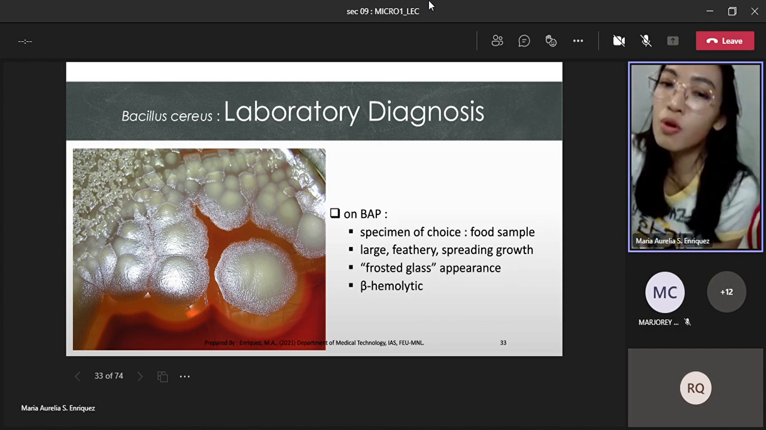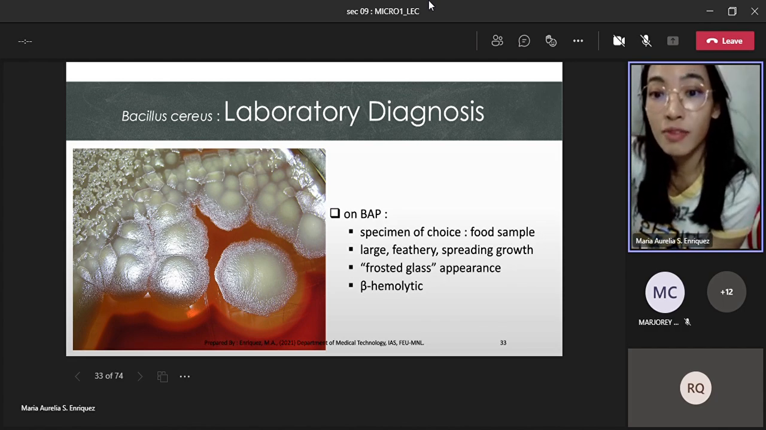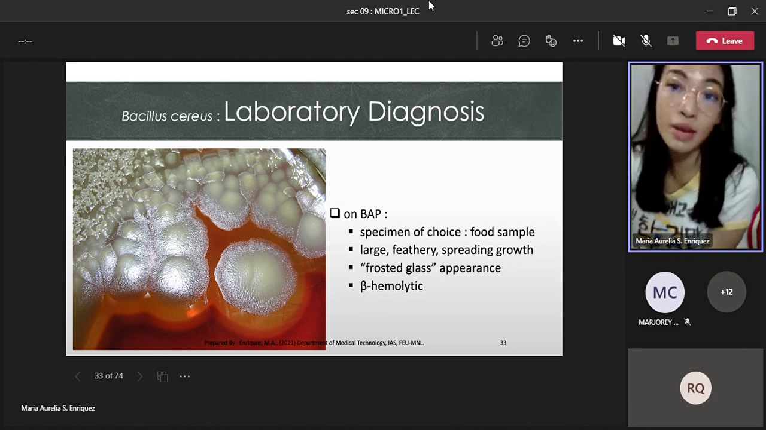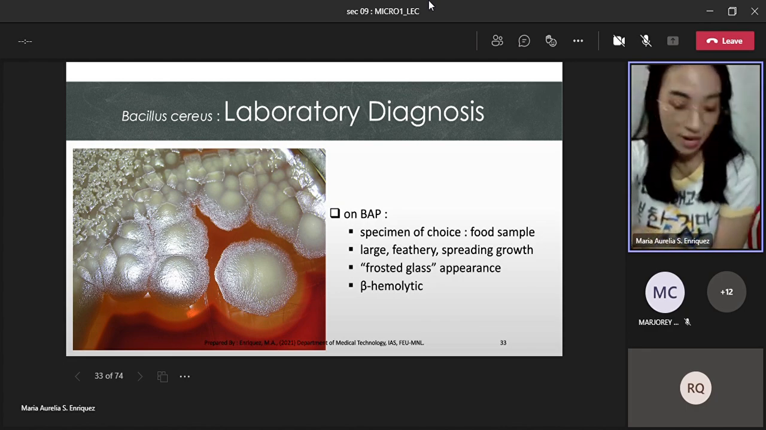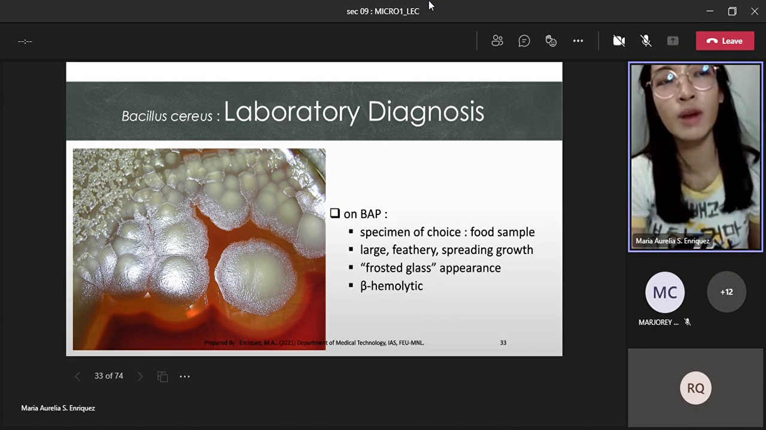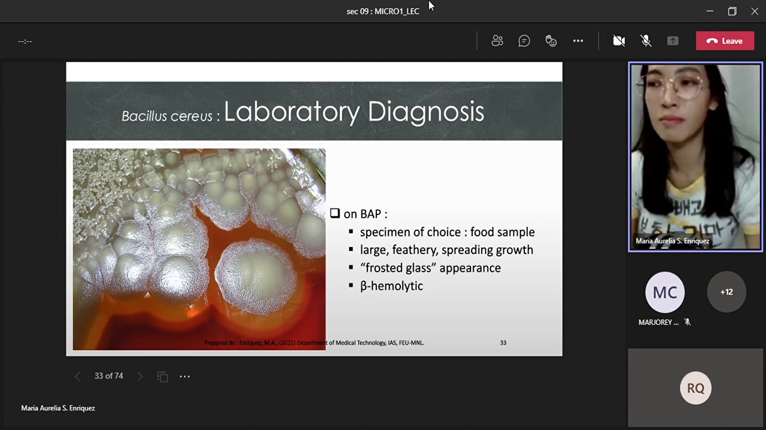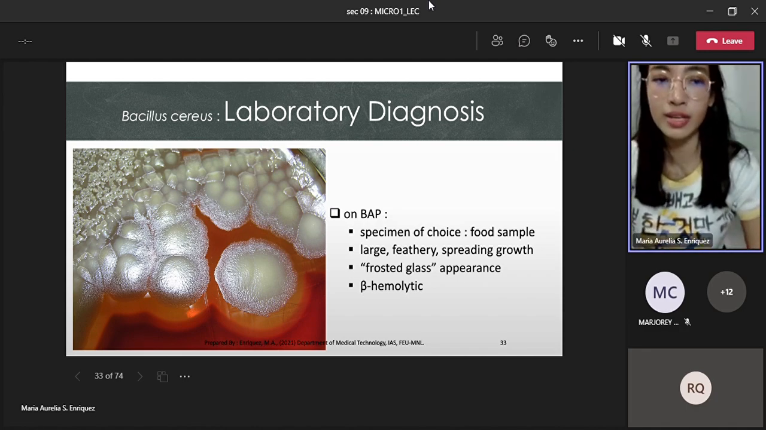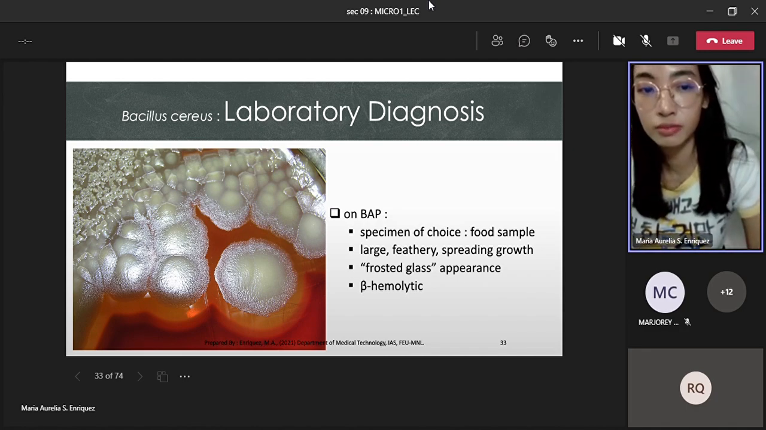Okay. So most cases of food poisoning caused by Bacillus cereus do not require antimicrobial treatment. Kasi po self-limiting naman yung infections that is caused by Bacillus cereus. Usually after 9 hours or approximately 9 hours, ayun po, magsusubside na rin yung clinical manifestations.